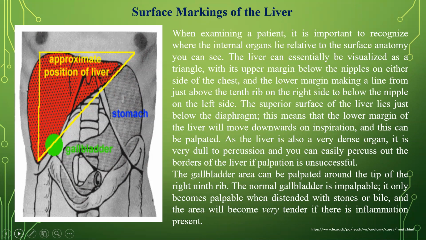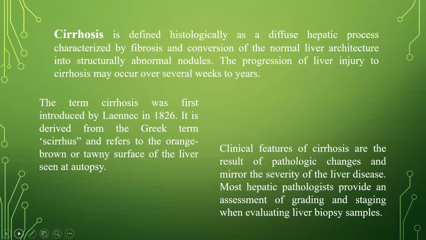The normal gallbladder is unpalpable, but only becomes palpable when distended with stones or bile, or due to hyperfunction or changes in the shape that lead to bile congestion. And the area will become very tender if there is inflammation present.